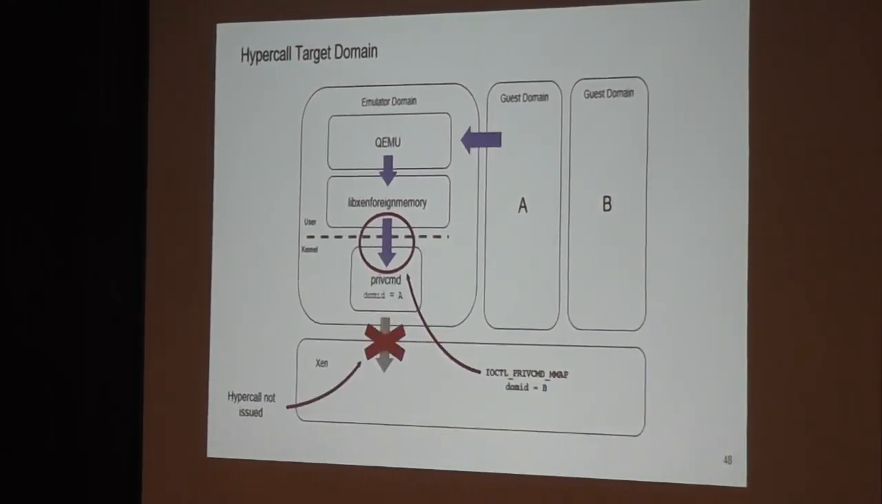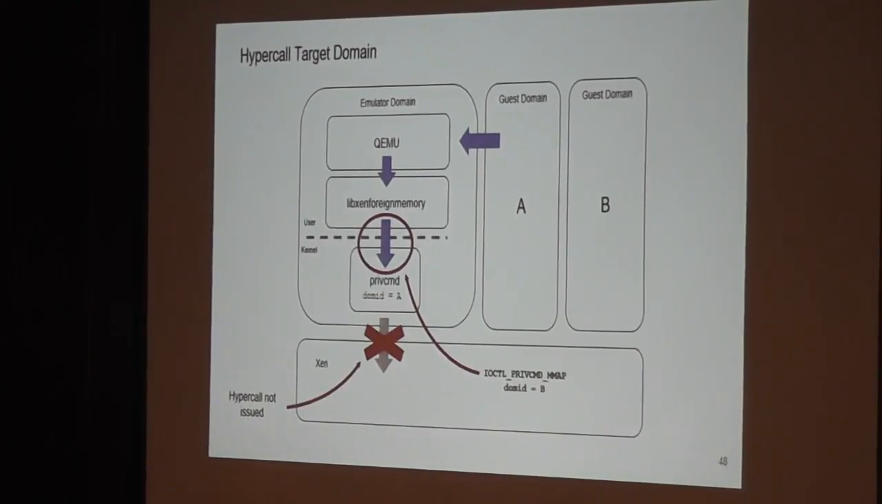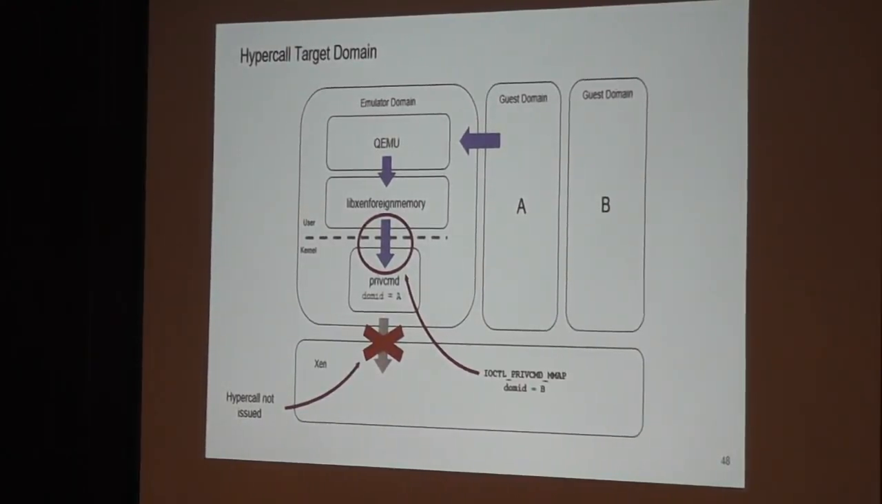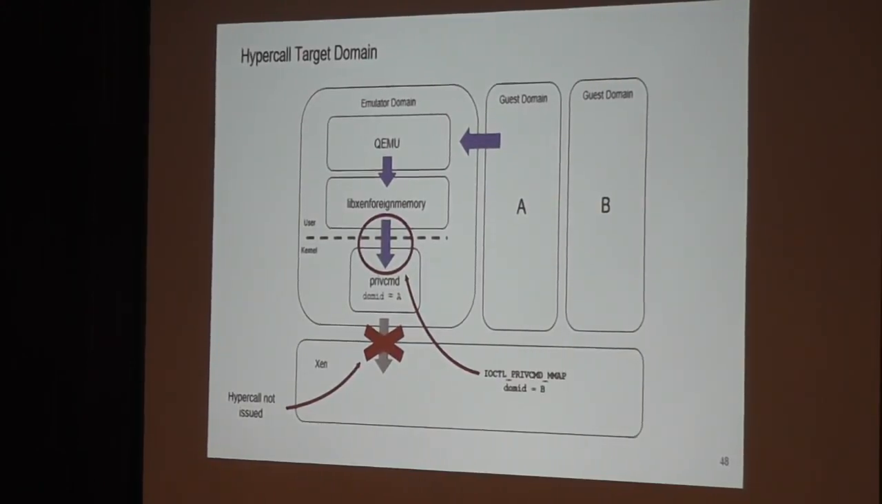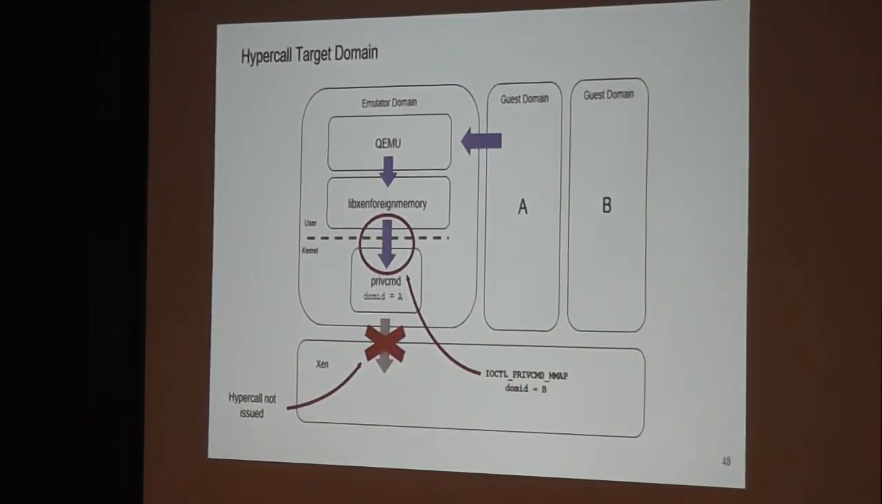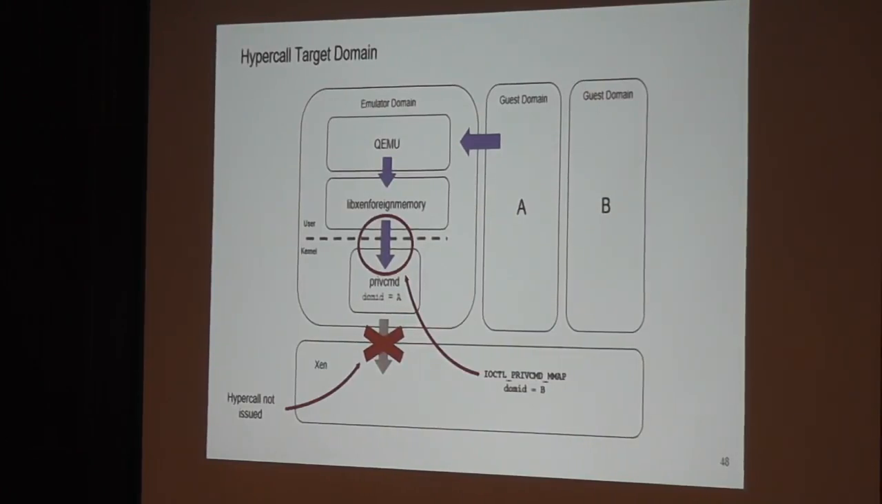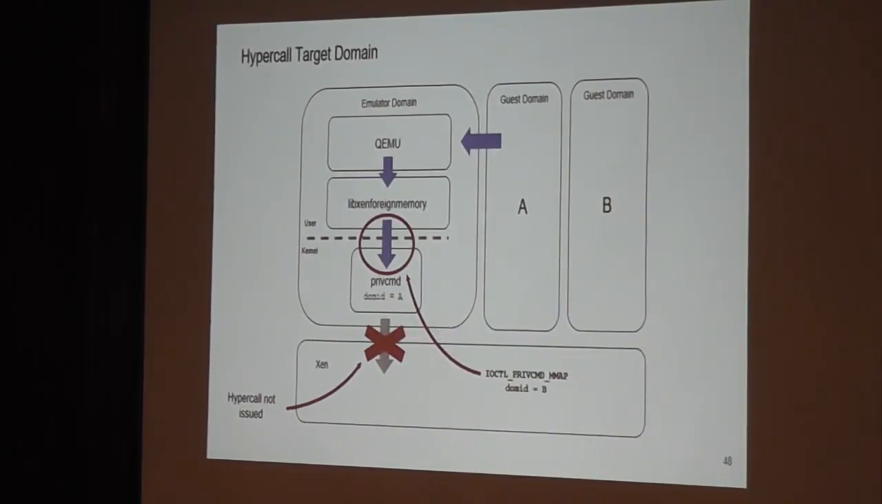And that means that when domain A then successfully compromises the QEMU, it tries to issue an mmap IOCTL for domain B's memory, and it's refused by Xen, because privcmd already knows that handle cannot be used for mapping domain B's memory. It's restricted to domain A.